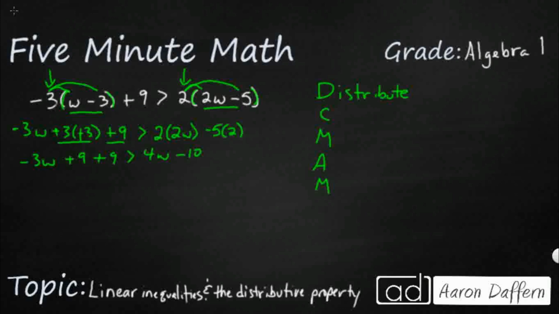I can now combine. I'm looking for any like terms on either side. I don't have anything on the right side, but you see how I've got 2 constants, plus 9, plus 9. I can't do anything with a negative 3w, but I can go ahead and just combine those. Plus 9 plus 9 is really just plus 18. Right, always rewrite it.